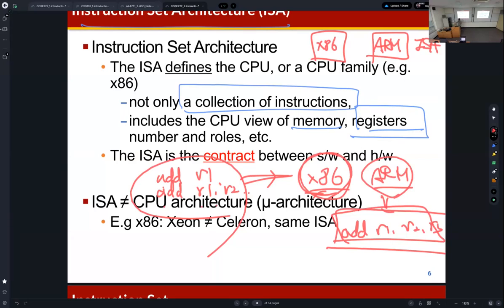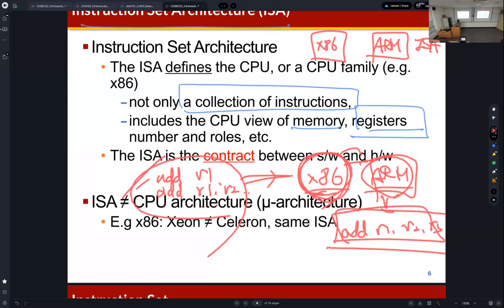It's the same for ARM. ARM processors cannot understand instructions in x86 ISA because ARM hardware is designed based on the definitions in ARM ISA. So it's a different language. x86 processors cannot understand the instructions of the ARM ISA. Also, the ARM processors cannot understand the instructions of the x86 ISA. So this is the difference.